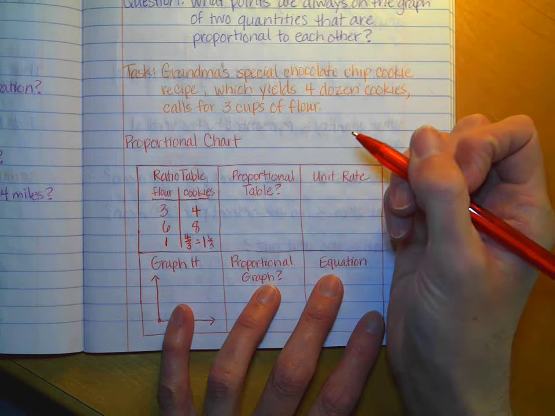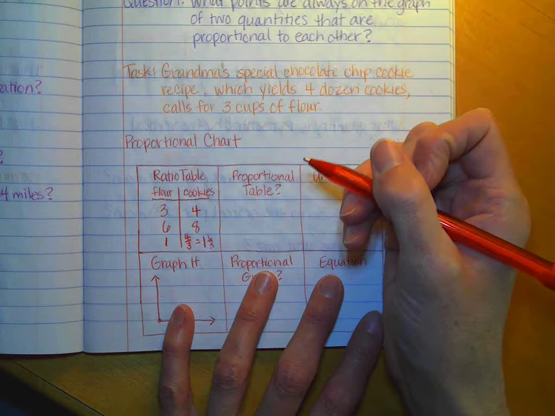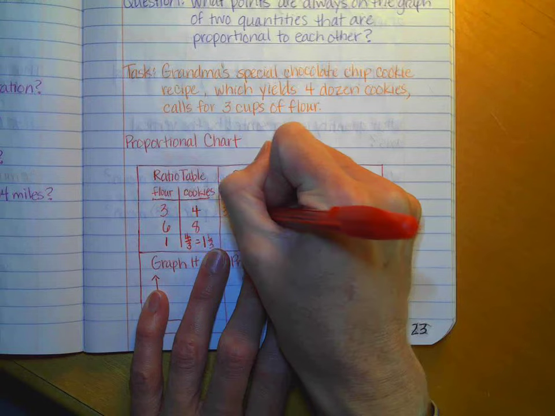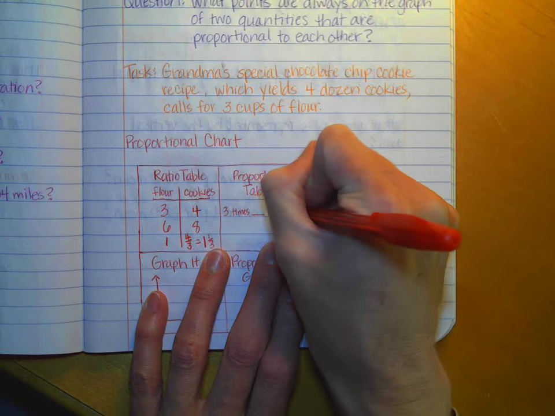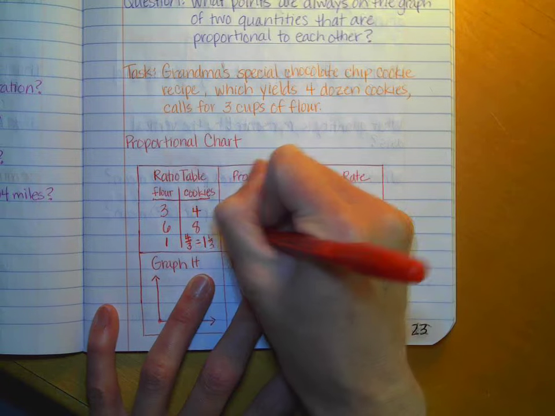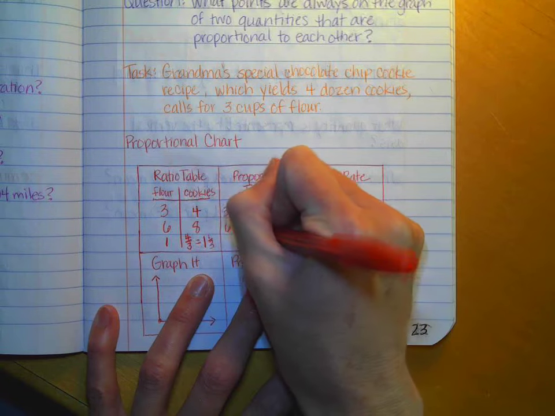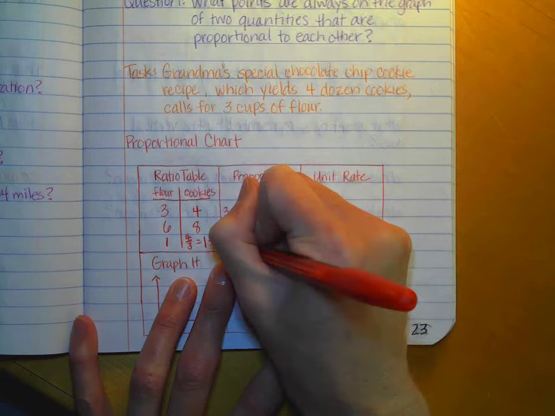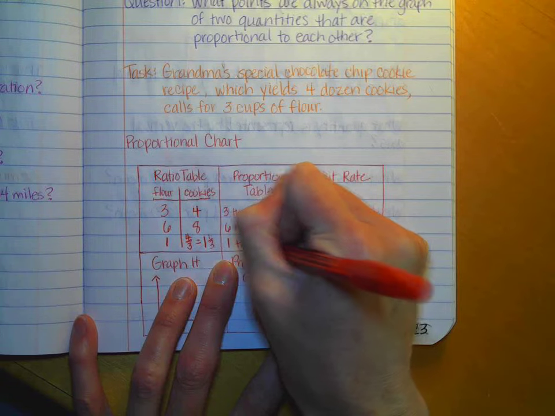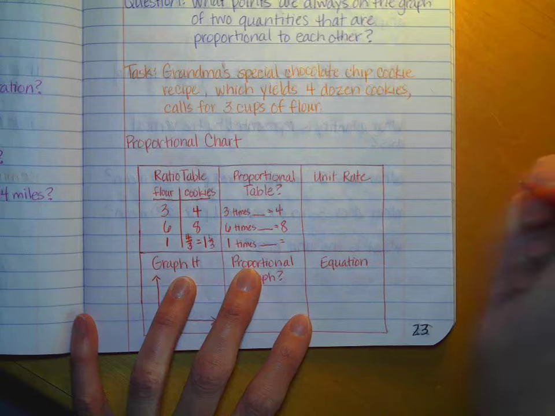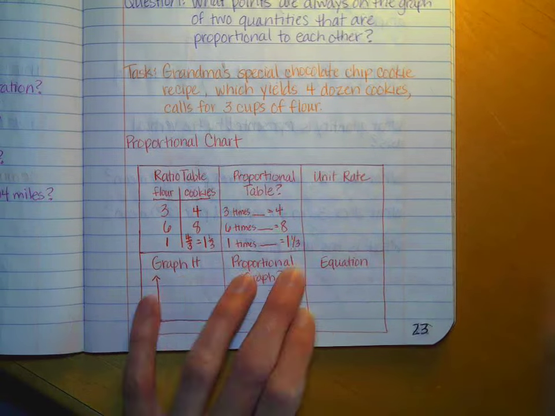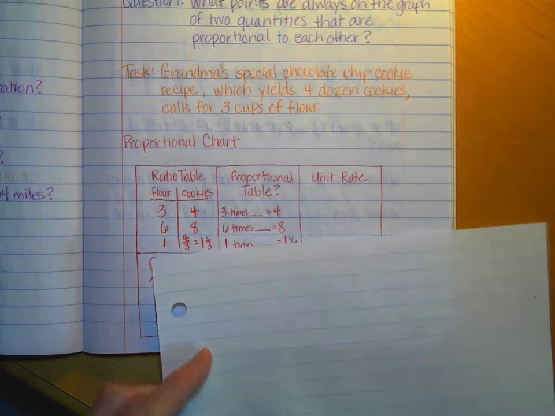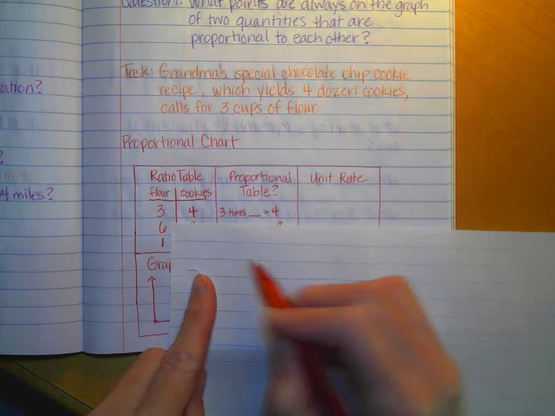The next step is to figure out if the table is proportional. Do you remember how to do that? I think you do. We've done it many times. So you're going to write 3 times what number gives me 4. Okay? Then you're going to write 6 times what number gives me 8. Okay? And then you're going to write 1 times what number equals 1 1/3. Okay? And that's what you're going to do to figure all of these out. So let's do some math. I'm going to do math on a separate sheet of paper so you can see it.